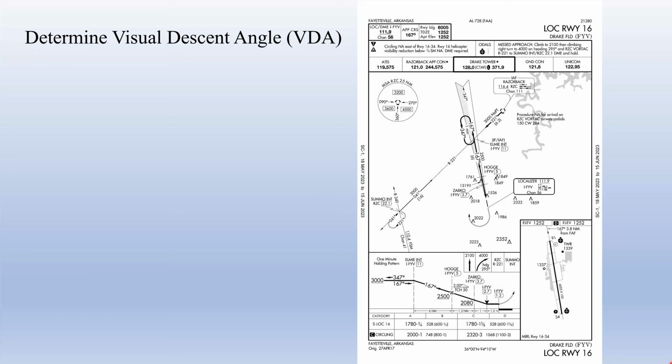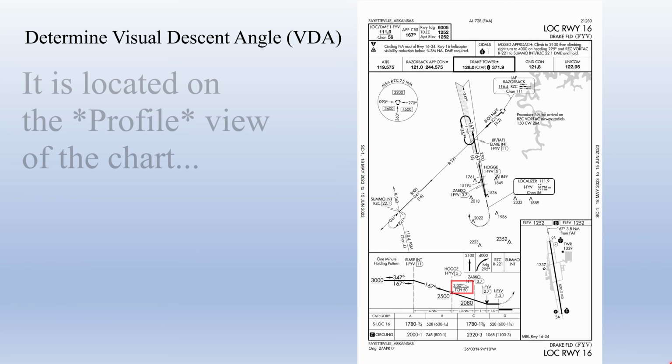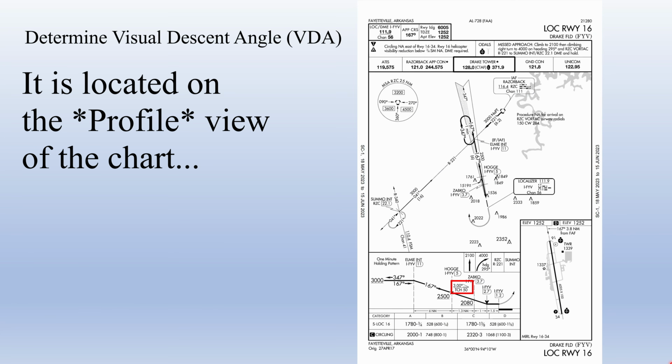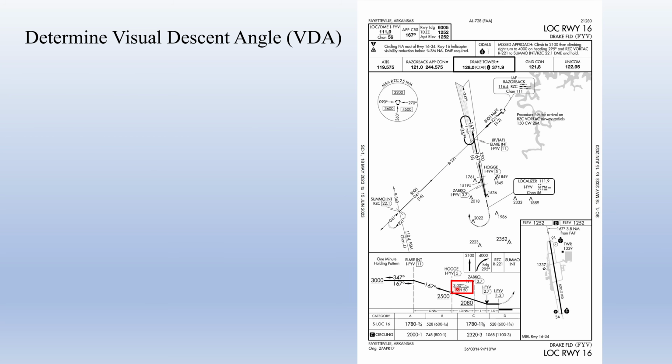First, you want to find the visual descent angle, or VDA, for the approach. This is located on the plan view of the chart. Usually it's fairly close to the final approach fix. You can tell it is a VDA by seeing that it has a 3-digit number.